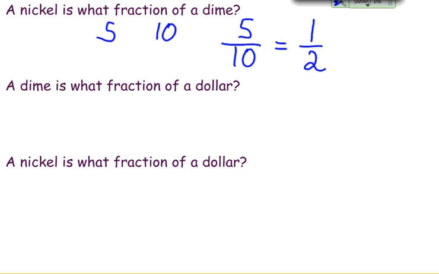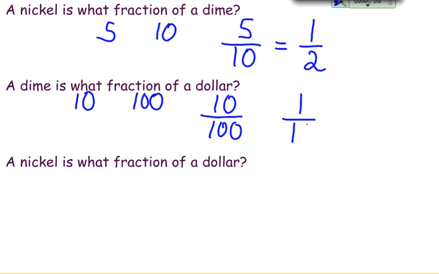A dime is what fraction of a dollar? We see a dime is 10 cents. A dollar is 100 cents. So that's 10 out of 100 cents, which can be simplified to 1/10. It takes 10 dimes to equal $1. Now the question asks, a nickel is what fraction of a dollar? Now we could say, okay, it's 5 out of 100.